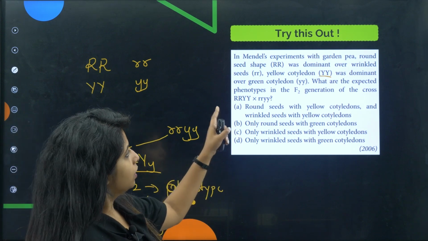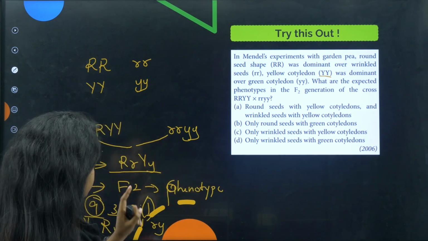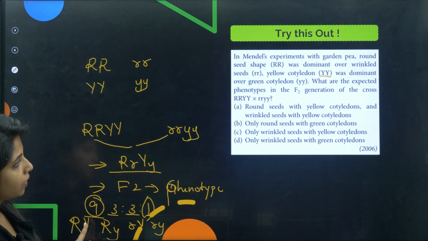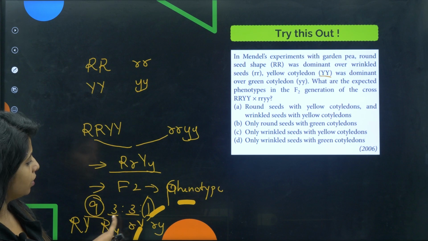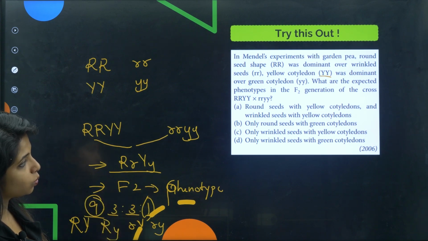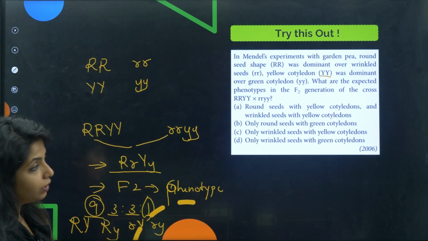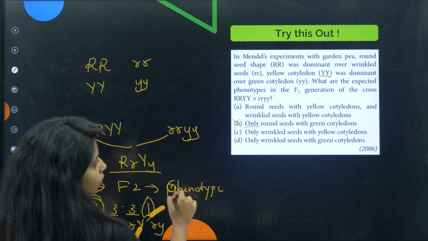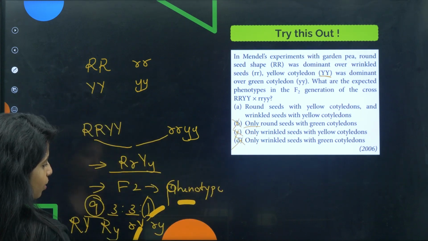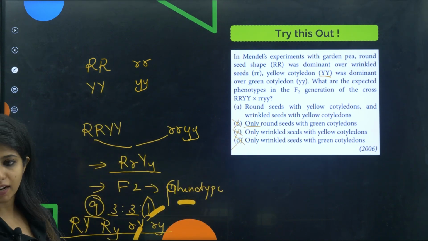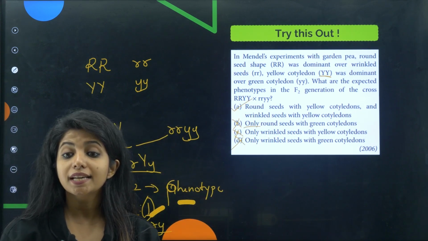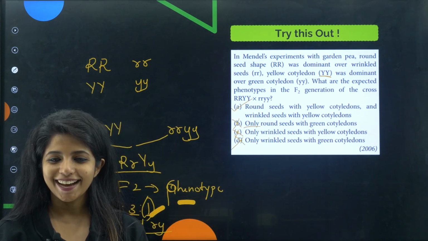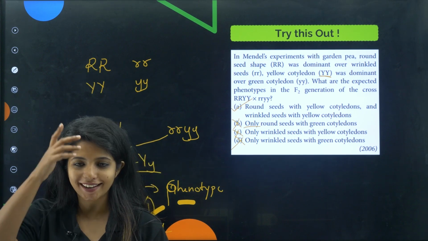Now let's see. Round seeds with yellow cotyledons, and wrinkled seeds with yellow cotyledons. That is one thing. Next, only round seeds with green cotyledons. The term 'only' does not come. You cannot have 'only', because you have 4 different things that come in, and here 'only' is not mentioned, which is why this is the correct answer. This came in 2006, children. I hope you got the answer. Tell me who all got it correct.